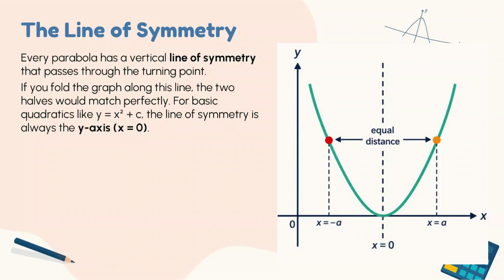Every parabola has a line of symmetry. This is a vertical line that passes through the turning point. If you folded the graph along this line, the two halves would match perfectly. For basic quadratics like y equals x squared plus c, the line of symmetry is always the y-axis. The equation of the y-axis is x equals 0. So for y equals x squared minus 3, the line of symmetry is x equals 0.